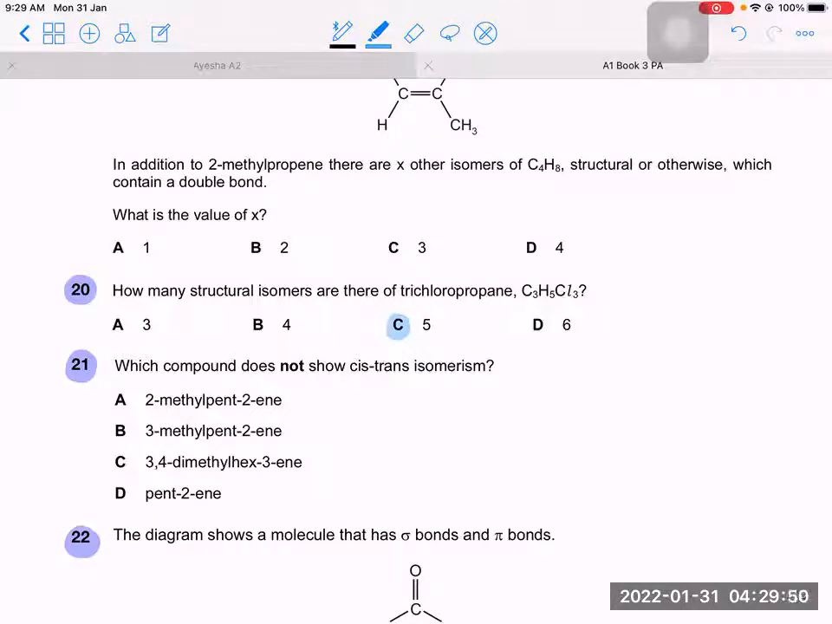Which compound does not show cis trans isomerism? 2-methyl-pentene. So let's make this. So pentene means main chain has 5 carbons. On carbon number 2, you have a methyl, which does not show. Can this show cis trans? No. Why? CH3 and CH3. Is this clear? So this does not show cis trans. Is this clear? Yes.